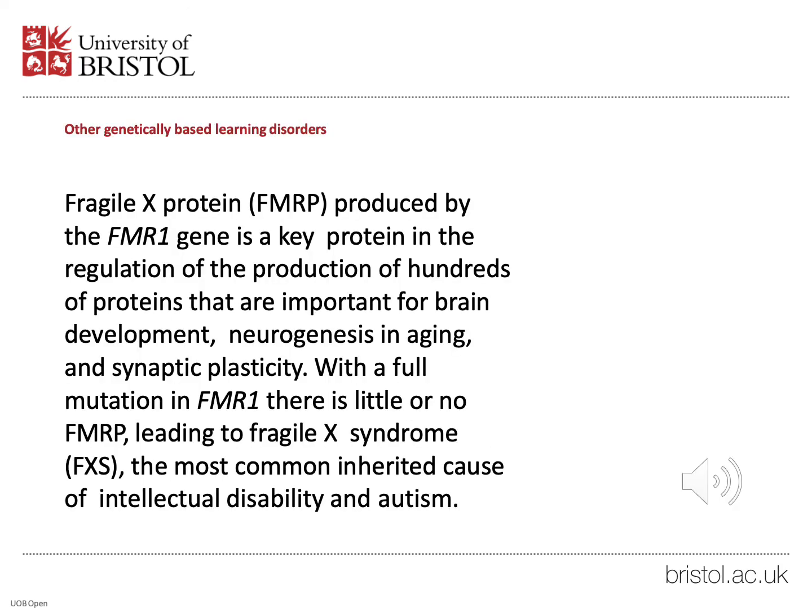One particularly severe form of ASD is known as Fragile X syndrome, which is caused by a mutation in a single gene known as FMR1. FMR1 produces a protein called Fragile X protein, which is involved in the regulation of the production of hundreds of proteins that are important for brain development, for aging, and for synaptic plasticity, which is how nerve cells communicate with each other. When someone has a full mutation of FMR1, usually boys, there is very little protein produced, leading to severe symptoms of ASD.